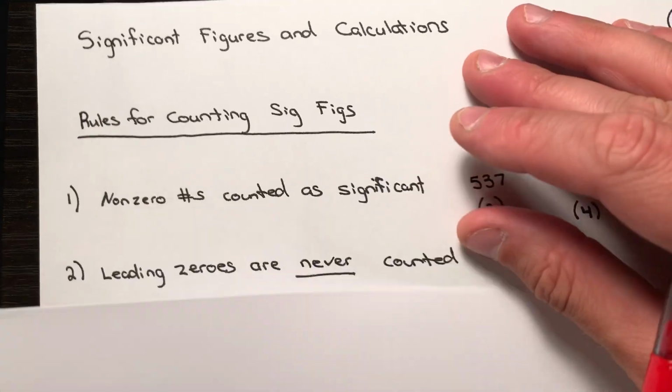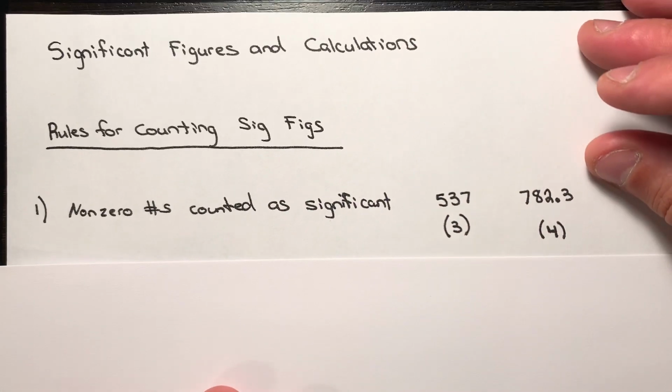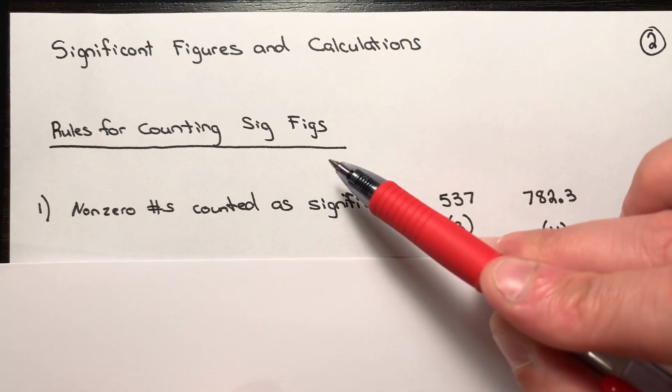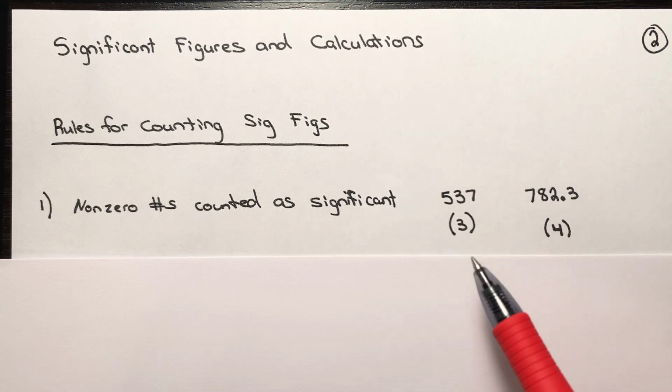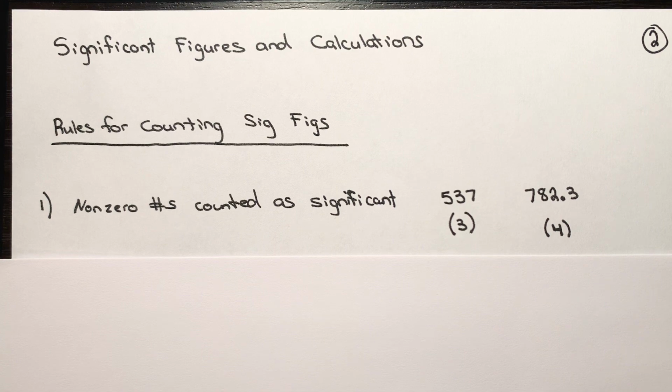All right, moving on. We're next going to take a look at, if we are given some value, can we talk about the number of significant figures that are present? So we have rules for counting significant figures, and 3 of the 4 rules that we're going to take a look at deal with zeros, as it were. This first one indirectly does, I suppose. We're going to say that non-zero numbers can be counted as significant. So within 537, we have 3 significant figures. In 782.3, we have 4 significant figures.